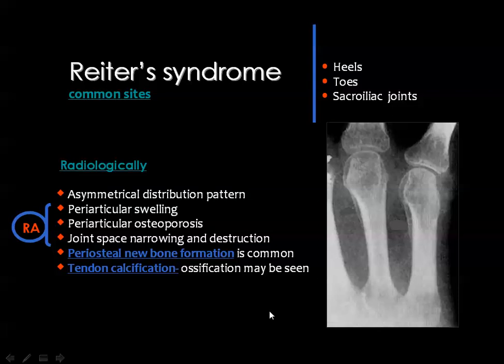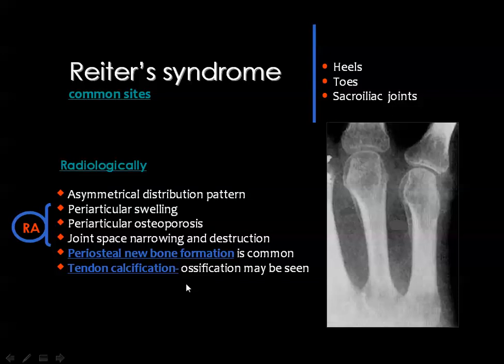Then the common sites for affection by Reiter syndrome are the heels, the toes, and the sacroiliac joints. And this syndrome also has some peculiar manifestations which may be seen in cases of rheumatoid arthritis, such as periarticular soft tissue swelling and juxta-articular osteoporotic changes, joint space narrowing, and destruction. But some of the manifestations of Reiter also include periosteal new bone formation, which is a common feature, as you can see here along the metacarpals.